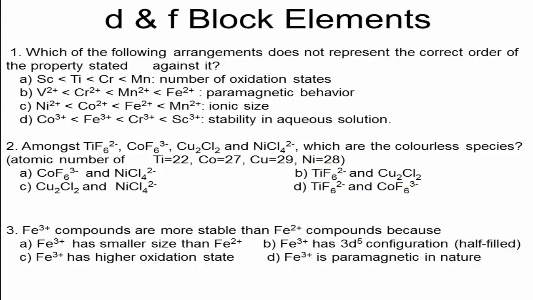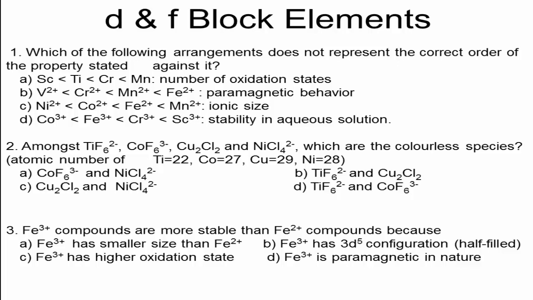Question number 1. Which of the following arrangements does not represent the correct order of the property stated against it? Option A, scandium means Sc is less than Ti, titanium, less than chromium, Cr, less than manganese, Mn.